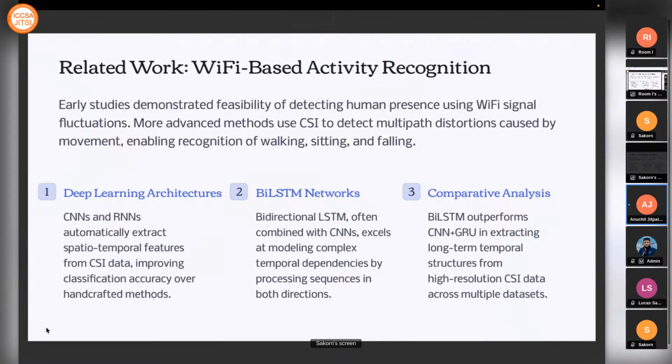Looking at related work, early studies showed it was feasible to detect human presence just from Wi-Fi signal fluctuations. More advanced models use CSI to detect the multi-path distortion caused by movement, enabling recognition of activities like walking, sitting, and falling. Deep learning architectures, CNNs and RNNs, automatically extract spatial and temporal features and improve accuracy over handcrafted methods. Bidirectional LSTM networks in particular excel at modeling complex temporal dependencies, and comparative studies show bi-LSTM consistently outperforming CNN plus GRU combinations for long-term temporal structure.